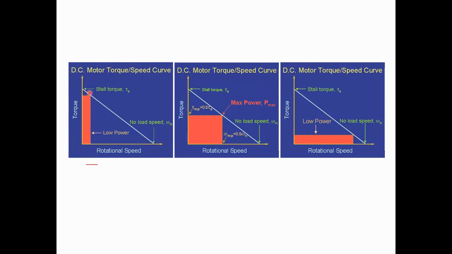You're consuming this amount of power, and if you position at the point where the area is the maximum, you're consuming the maximum power in this condition. But if you go to a higher speed, it means you cannot carry a lot of load anymore, you cannot provide a lot of torque, so now the power is also lower, right?